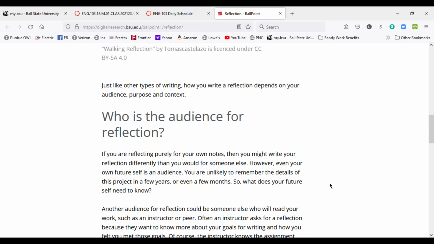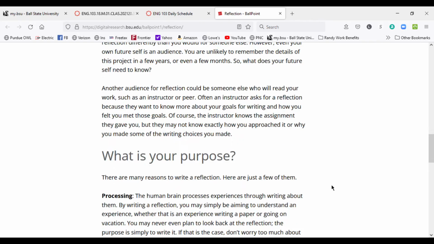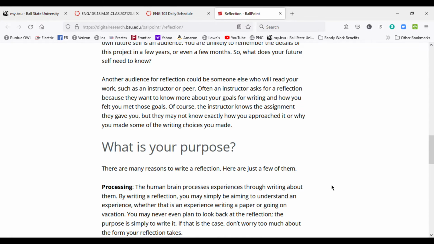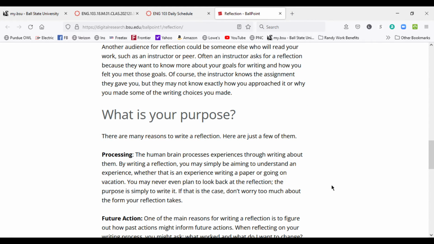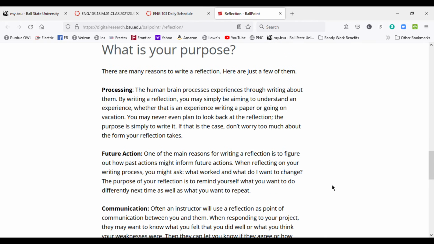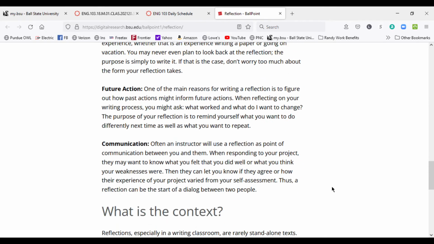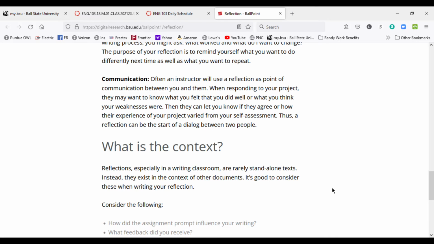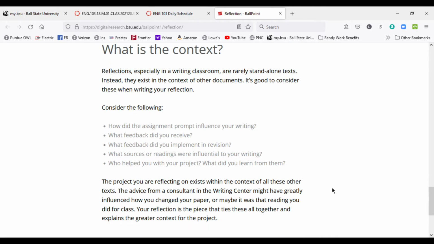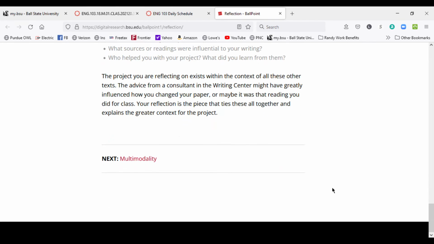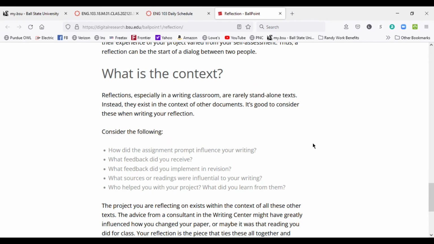So this is really important to think about, you know, who is the audience for the reflection? It'll be me. What is your purpose? Okay, there are many reasons to write a reflection. I just told you yours. Future action, processing, communication. What is the context, right? How did this assignment prompt influence your writing? Other questions you should think about, okay? So definitely be thinking about that.